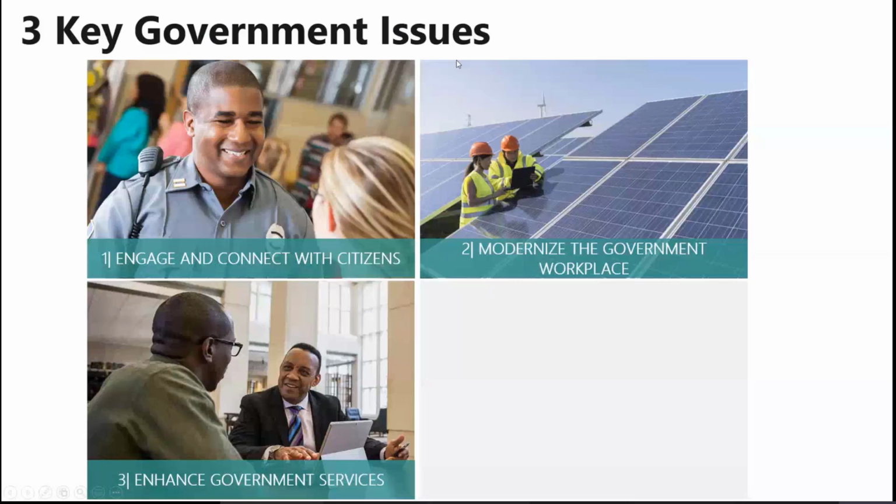Now, we are seeing three key government issues here. The first issue is how to engage and connect with citizens, and this is an important thing. How do you provide access to different government services, make it easier and faster, and give access to the relevant information, but also make sure we are dealing with the right person when they are accessing services.